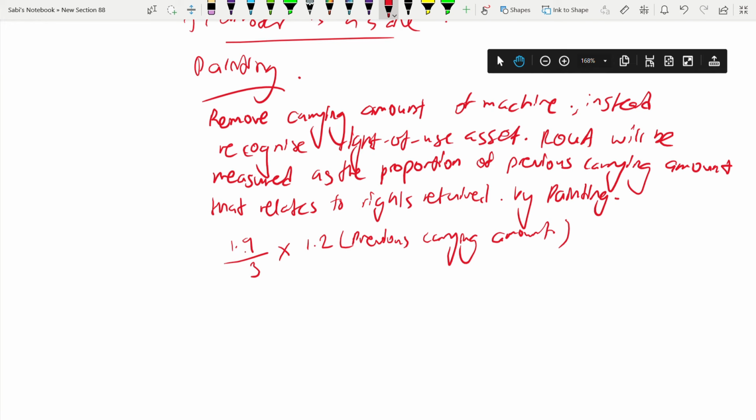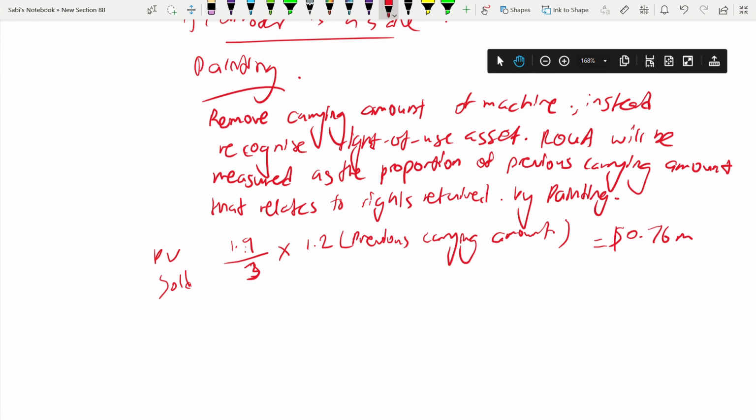The 1.9 is the present value of lease payment, and this 3 is the amount sold, the amount at which the sale has taken place. So 3 million is for the sales, 1.9 is the present value, 1.2 is the previous carrying amount. It's always like this. For any question, only the figures will change. 0.76 million.